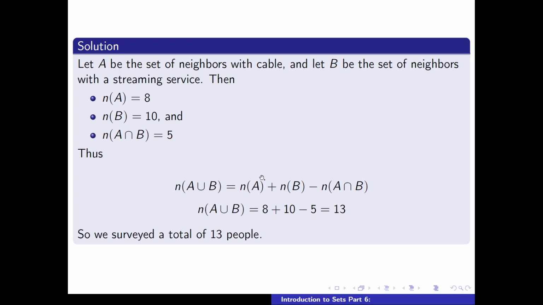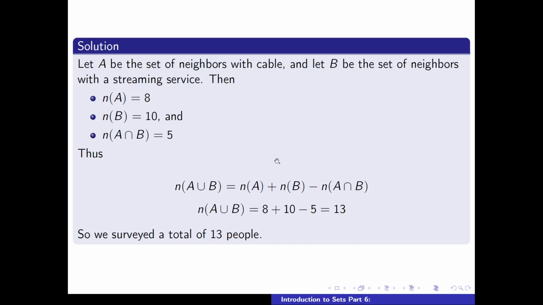The cardinality of A, the number of elements in A, is 8. The number of elements in B is 10. The number of elements in the intersection of A and B is 5. 8 plus 10 minus 5 gives us 13. So we surveyed 13 people. Of those 13, 8 had cable, 10 had streaming service, and 5 had both.